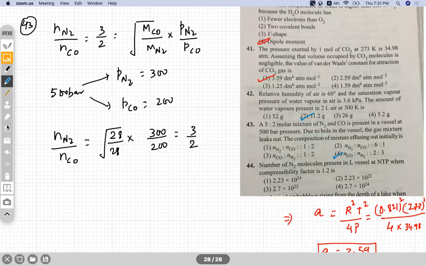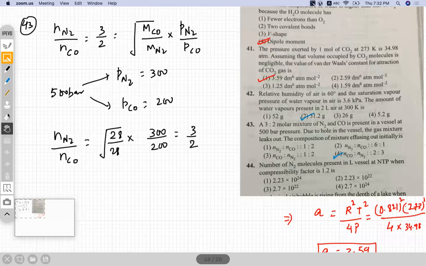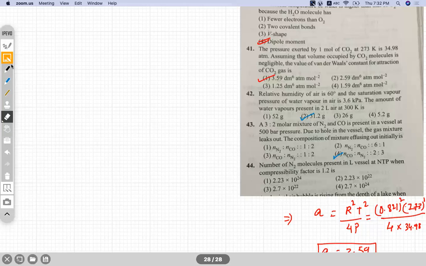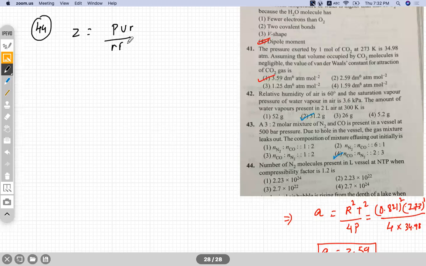Okay, last one you see. 44. The number of N2 molecules present in a 1 liter vessel at NTP when the compressibility factor is this. Okay, Z value is given. So Z equals PV by nRT. So you'll find out the number of moles and then you'll get the number of molecules. So the number of moles we get is PV by ZRT. All the values you will substitute because everything is given. At NTP, the temperature would be 273. So with this value, the number of moles you'll get is 0.037.